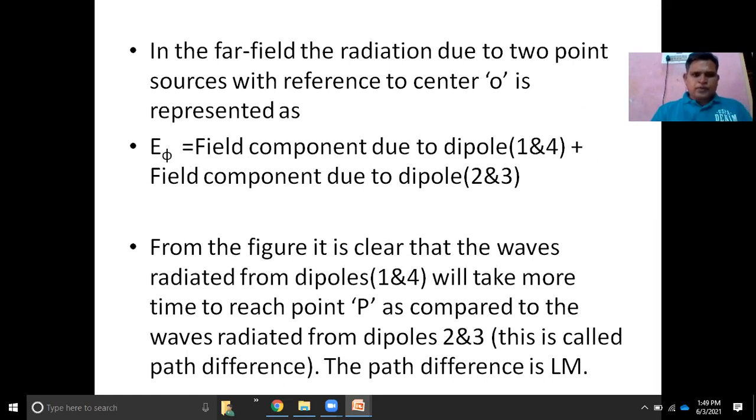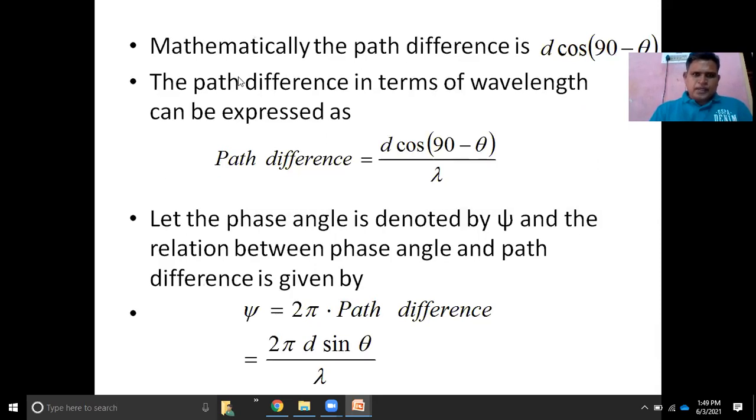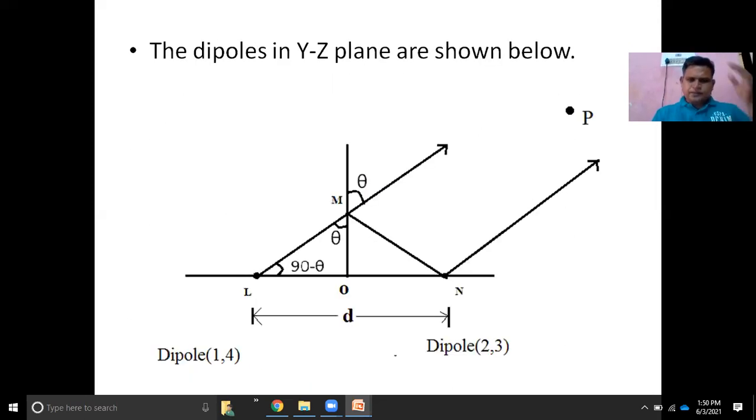From the figure, it is clear that the wave radiated from the dipole will take more time. That is the path difference I have shown. Mathematically, the path difference is d cos(90° − θ). Is it right or wrong? d cos(90° − θ). This is what you have to measure here.